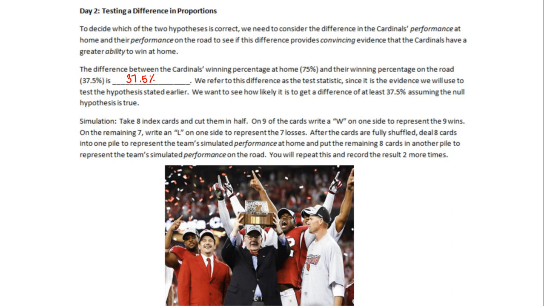In order to simulate this, we do not use a spinner. We will take 8 index cards, cut them in half, so you have 16. On 9, you will write a W for win, and on 7 an L for loss. After you shuffle the cards, deal 8 cards into one pile for the simulated performance at home, and 8 cards in another pile for their simulated performance on the road. Calculate the winning percentages in each pile, subtract to get the difference, and repeat.